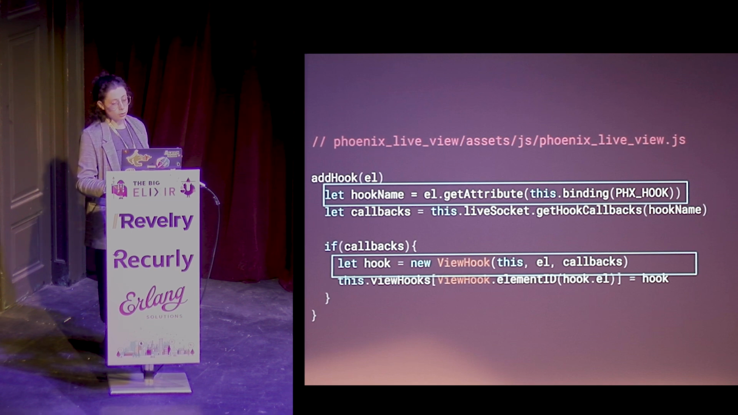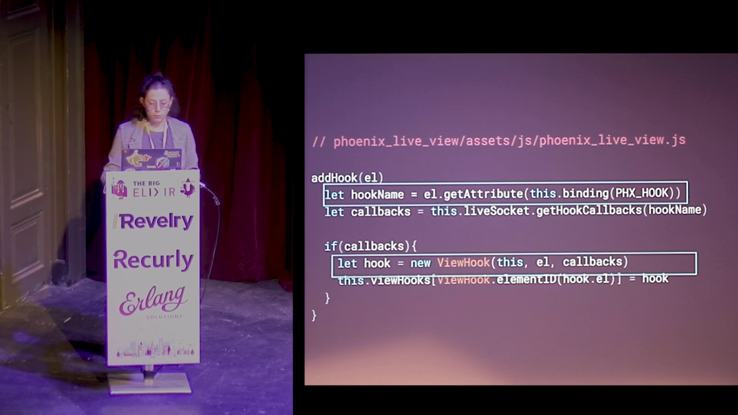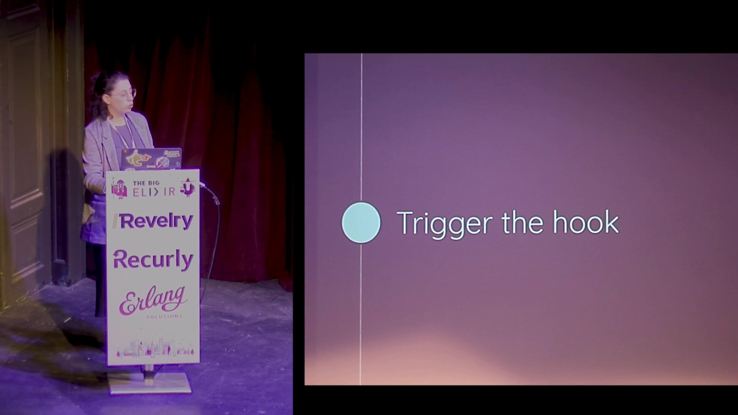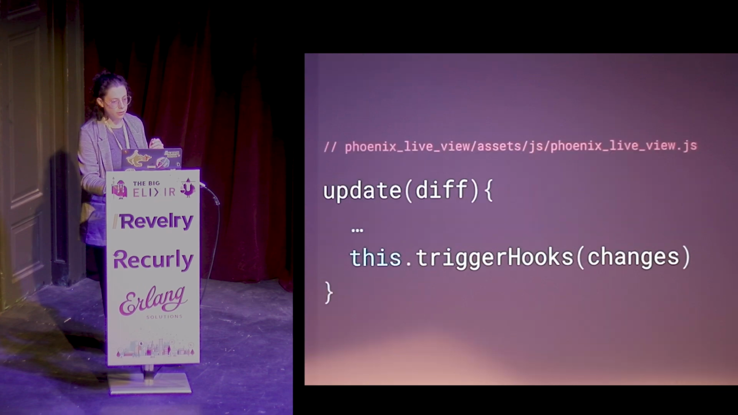If there are any, it's creating a new view hook instance that we can trigger the hooks callback so that we can trigger the hooks callback later under the right conditions. So the hook callback functions are invoked when a corresponding Liveview event is pushed down to the front-end client.